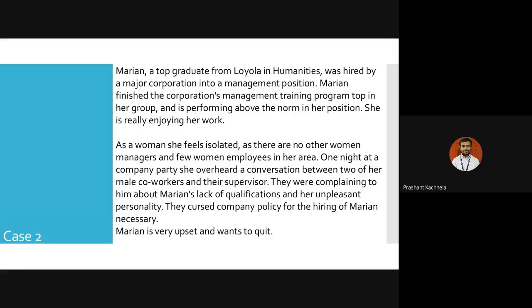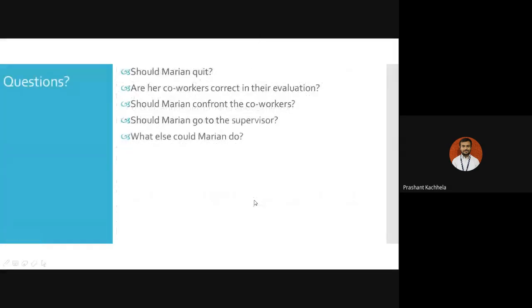Rahil is saying that they are evaluating her for being female. Yes, that's the main point, because the second paragraph says that Marian is the only lady in the group. There are only a few female workers and the majority of the people are male, and that's why they are making the argument.